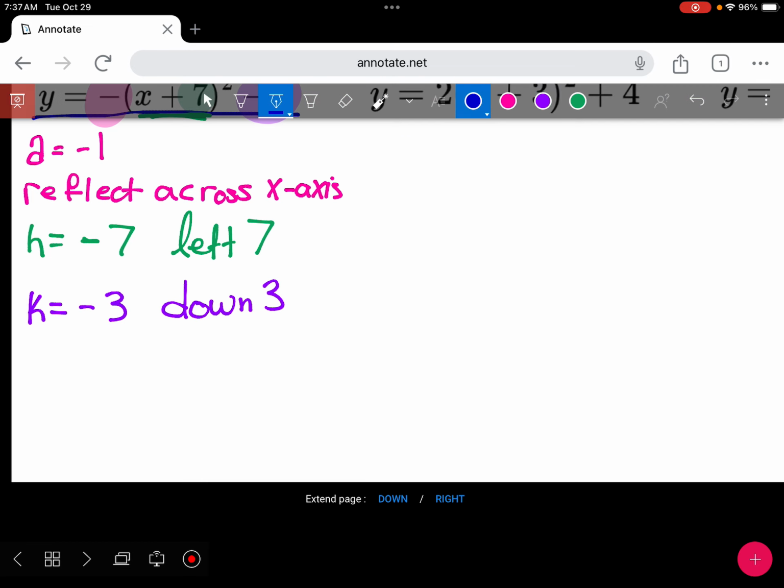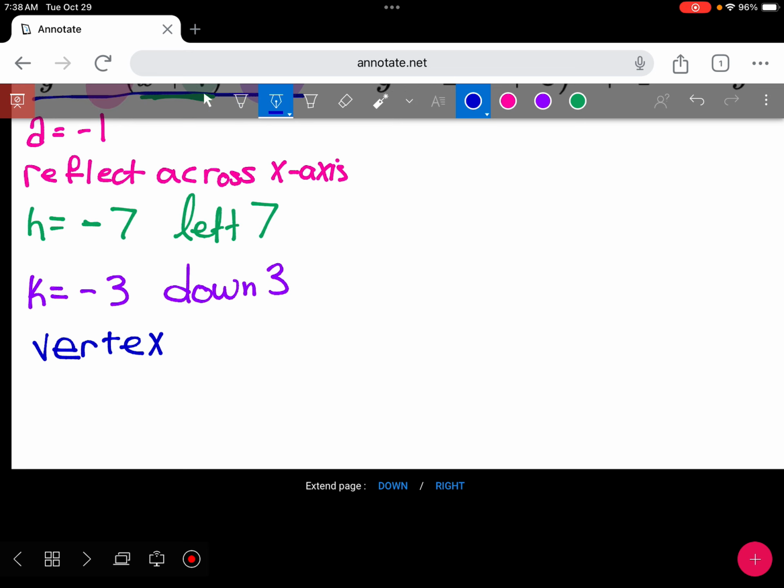So then we're going to write in a piece we don't usually do, but we didn't do before. We're going to write our vertex as a point. So our vertex is every single time going to be at h comma k. So our vertex is going to be at the point -7 comma -3. Questions on any of those pieces?